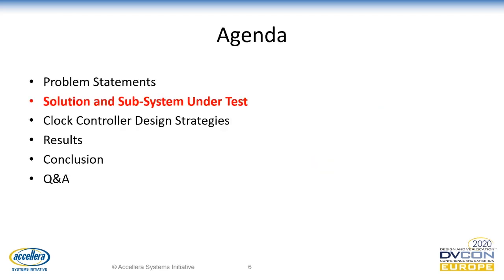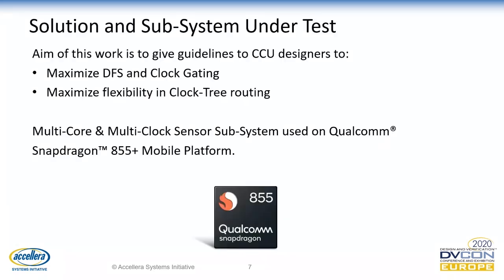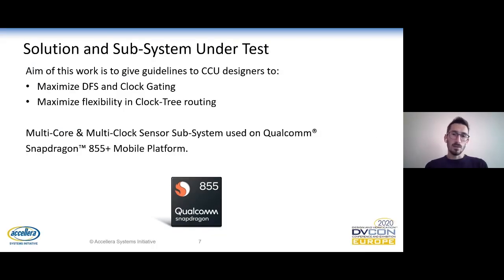Let's talk now about what we did in this paper and the solution that you adopted. So essentially what we did, we picked one of the subsystems, which is the system where I work on, the sensor subsystem of the Snapdragon 855 platform. This subsystem has its own clock controller unit, and we tried to restructure the clock controller in order to maximize the dynamic frequency scaling and the clock gating.